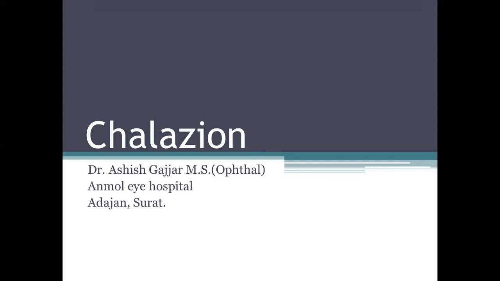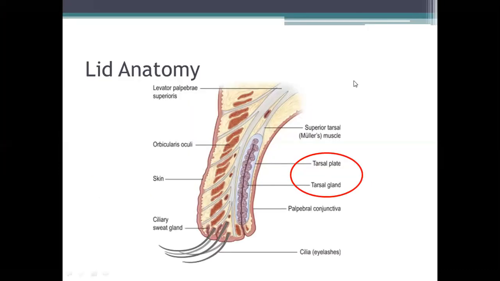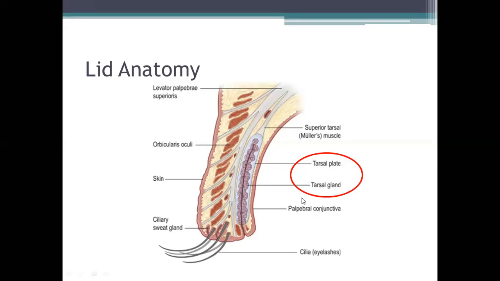The English name is Chalazion for the same. And let's see the anatomy first, where it happens. The chalazion is a swelling which occurs in the tarsal plate, in which there are tarsal glands.